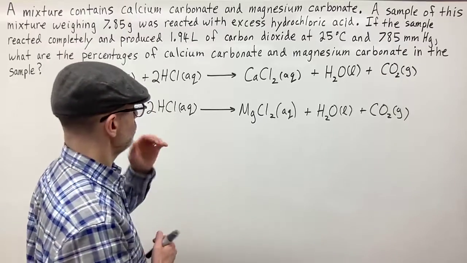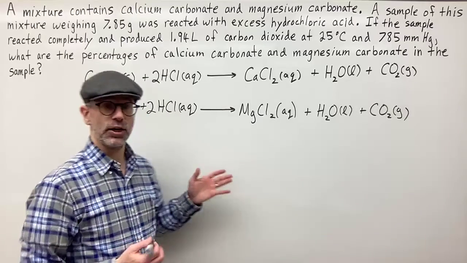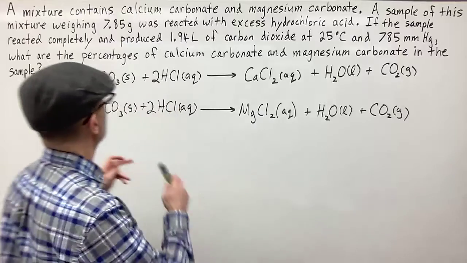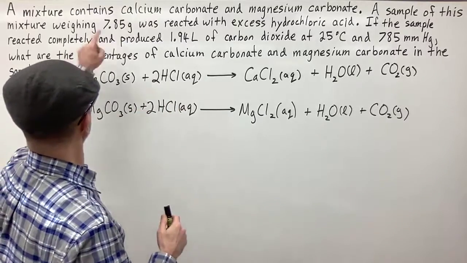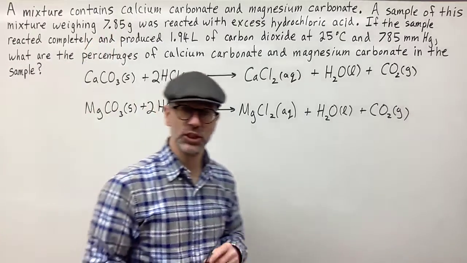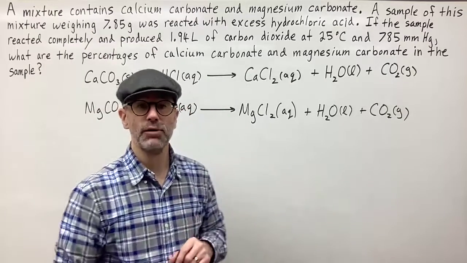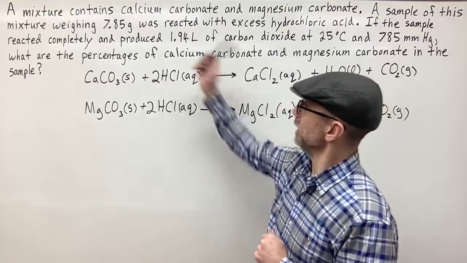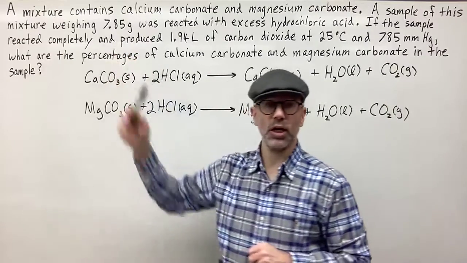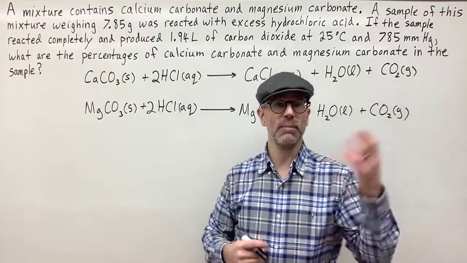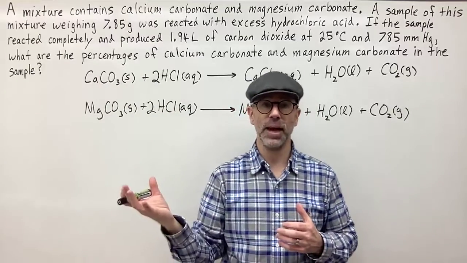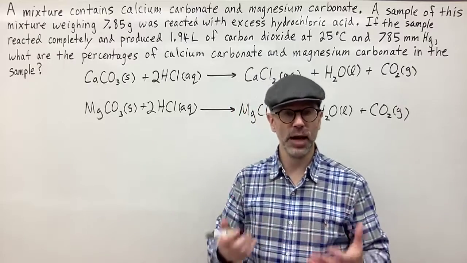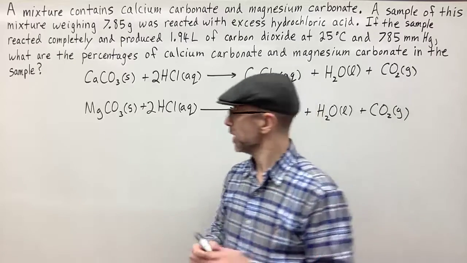Okay, now we need to figure out how to go from your amount of the substance that we're dealing with, this mixture, to the amount of product formed, which is the carbon dioxide. So they gave us in our sample the total amount of the mixture is 7.85. So the amount of calcium carbonate and the amount of magnesium carbonate together is a total of 7.85 grams. So I can write that as an equation.